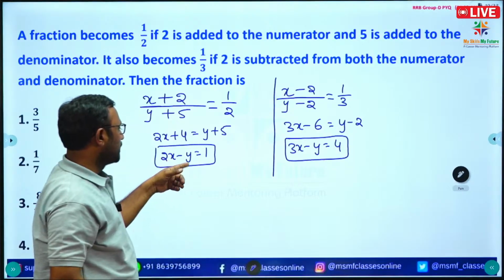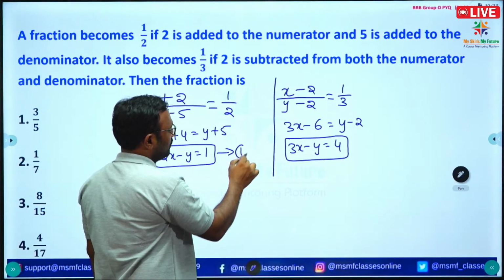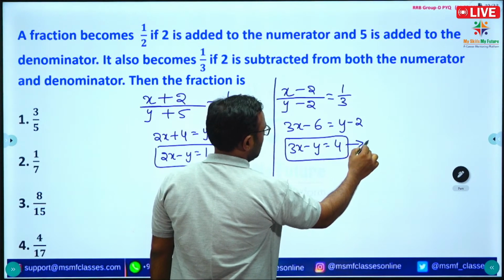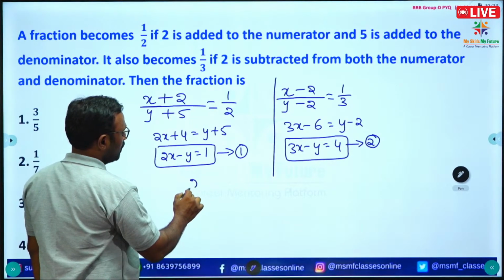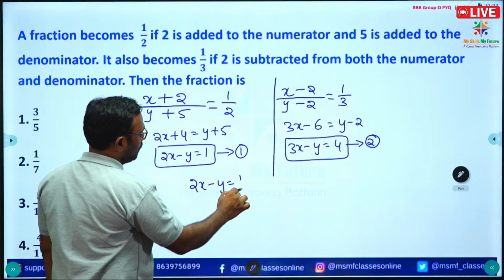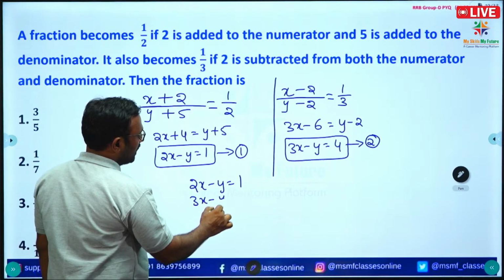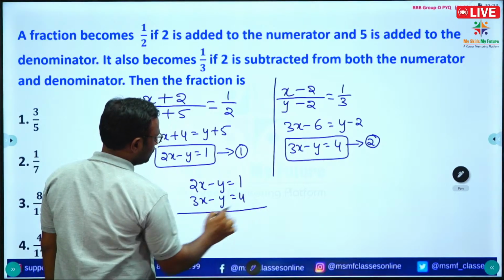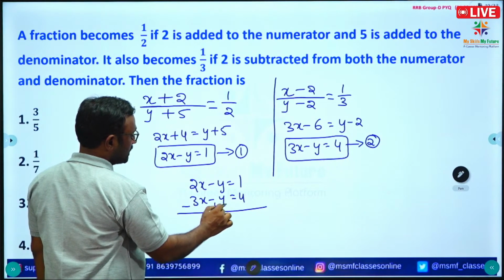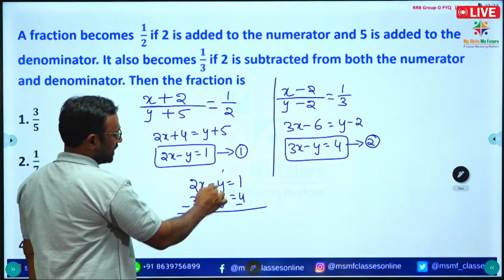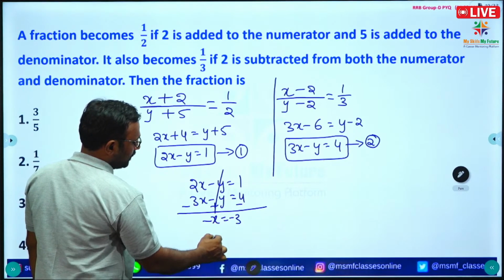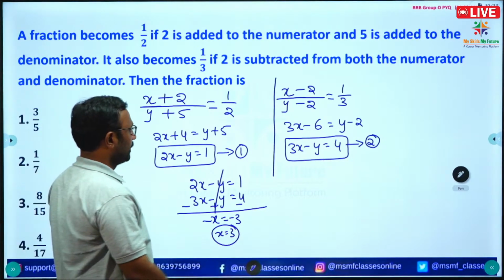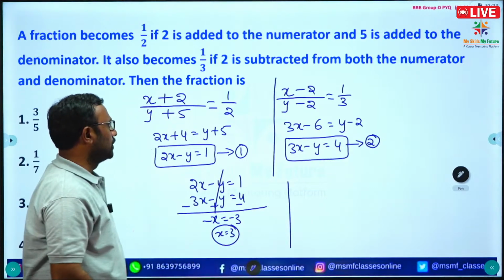Okay. So, 2x minus y is equal to 1, taking as equation 1. 3x minus y is equal to 4, taking as equation number 2. By equating the two equations, minus plus minus, so plus y minus y cancelled, minus x is equal to minus 3. So, x is equal to 3.